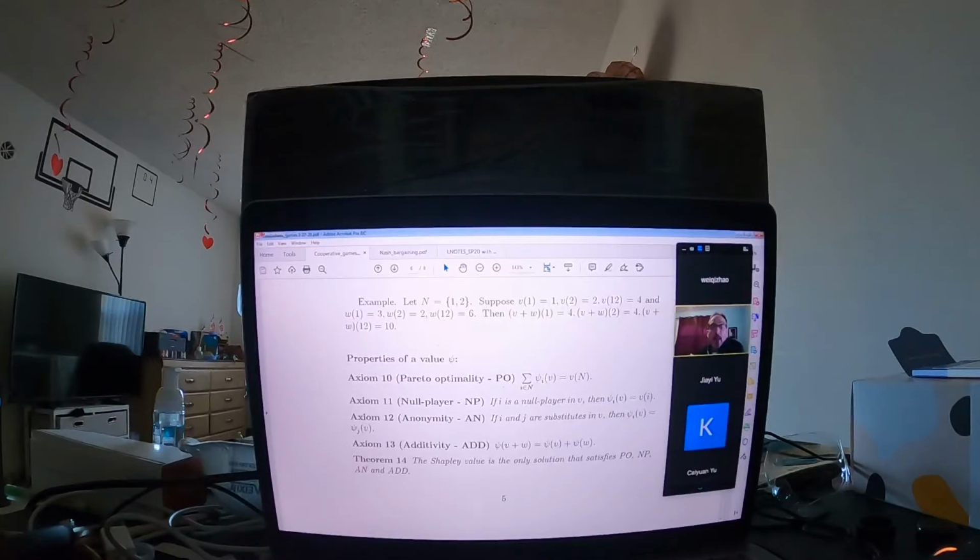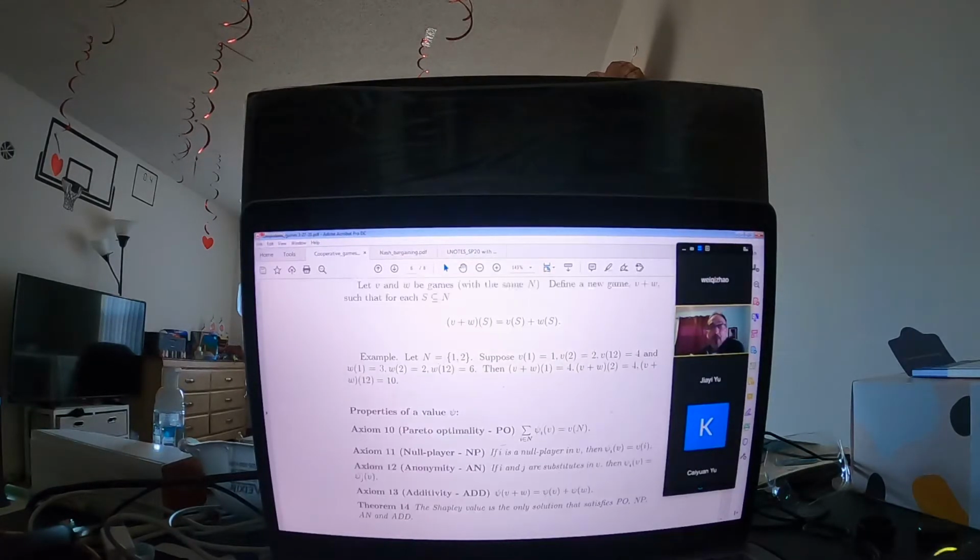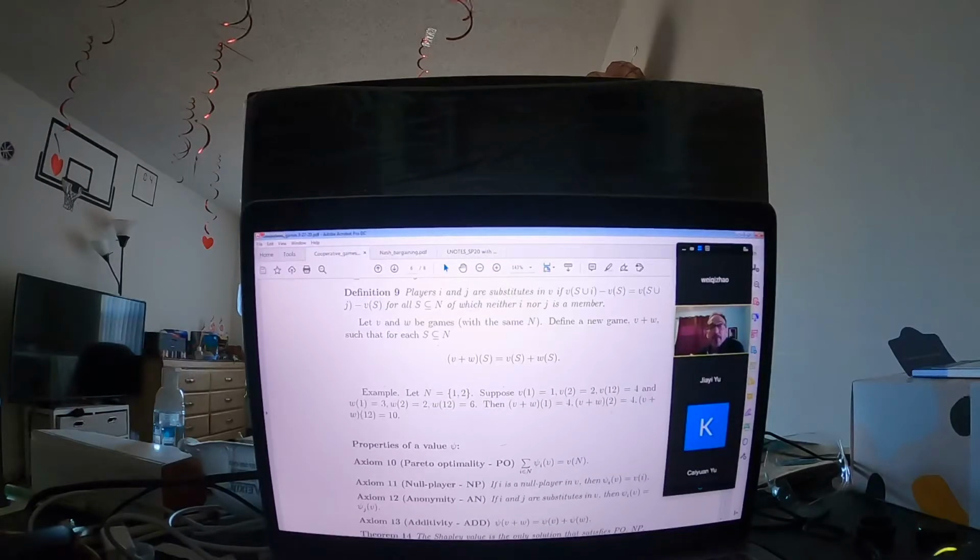Okay? Additivity says, and I had suggested this interpretation last time, that if you have two games, we define the sum of the games as the coalition-wise sum of their worths in the separate games.